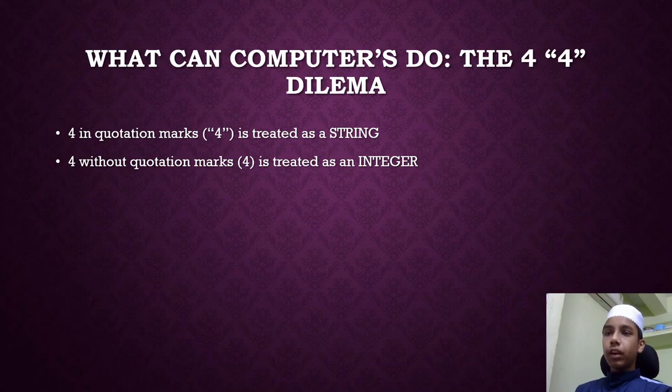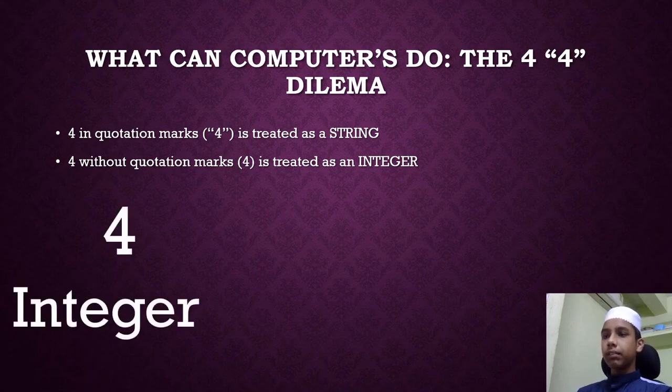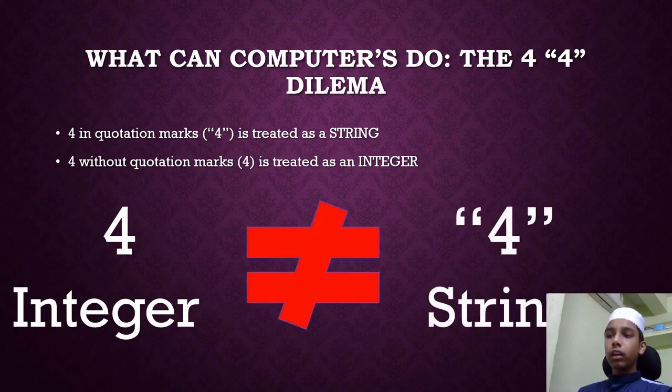The 4 in the quotation marks is treated as a string, and 4 without the quotation marks is treated as an integer. For example, one 4 is there. 4 without quotation marks is not equal to the 4 with the quotation marks. 4 without quotation marks is known as an integer, and 4 with the quotation marks is known as a string.